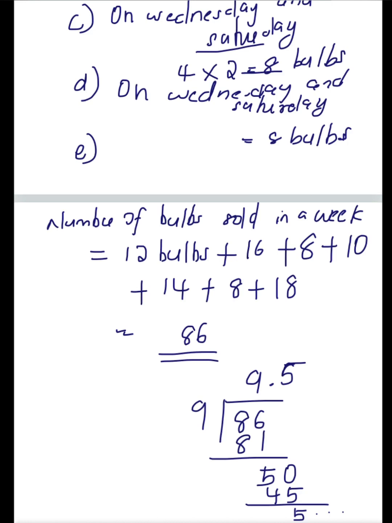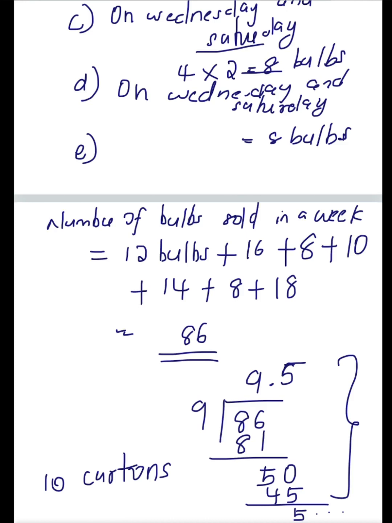Okay, you cannot say that it requires only 9 cartons, because 9.5 point something means what? It's greater than 9. That means you can say that it requires 10 cartons. You cannot say 9, because the quantity we got after dividing 86 by 9 is 9.5 something. That means it's greater than 9.